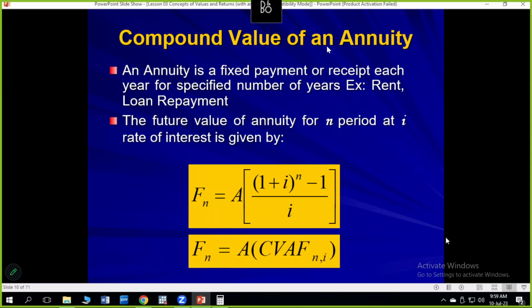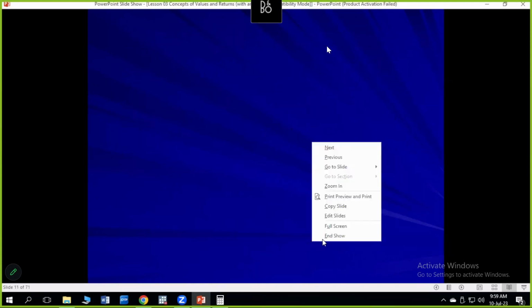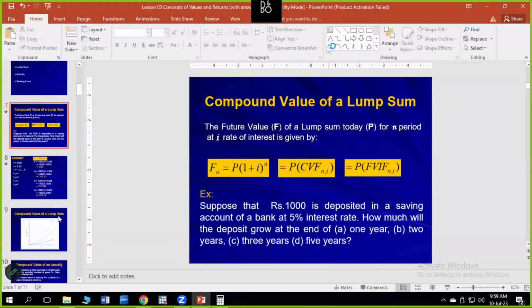So that is called Fn is equal to A into CVAF, the compound value annuity factor. In some tables it is named differently.